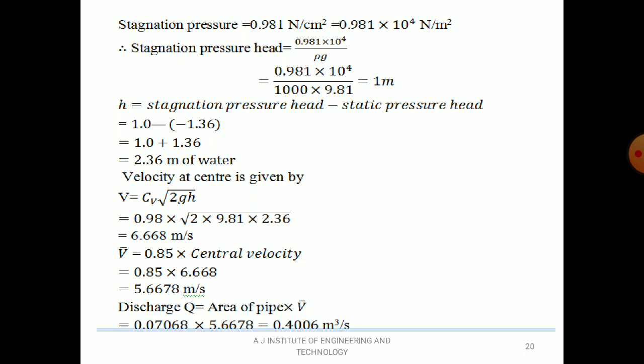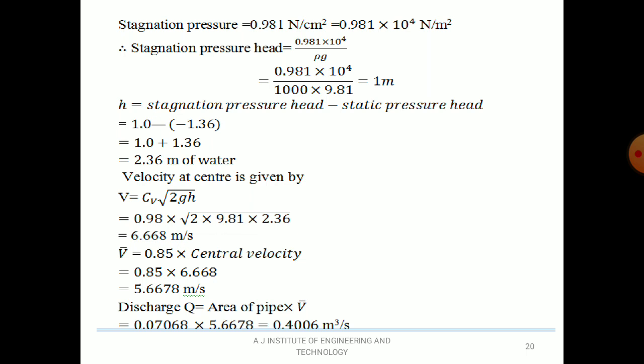Now discharge Q is equal to area of the pipe into V bar, where V bar is the mean velocity. For the area of the pipe, you can directly substitute pi by 4 d square, or you can separately calculate the area of cross section and substitute here. I already calculated the area, so I can directly substitute here. Discharge equals 0.07068 into 5.6678, which is equal to 0.4006 meter cube per second. That's the discharge value.